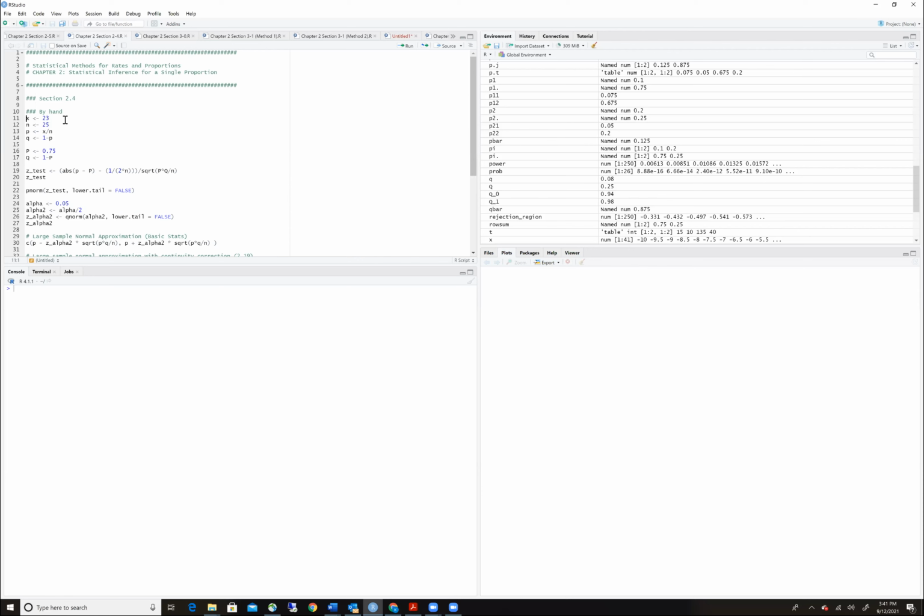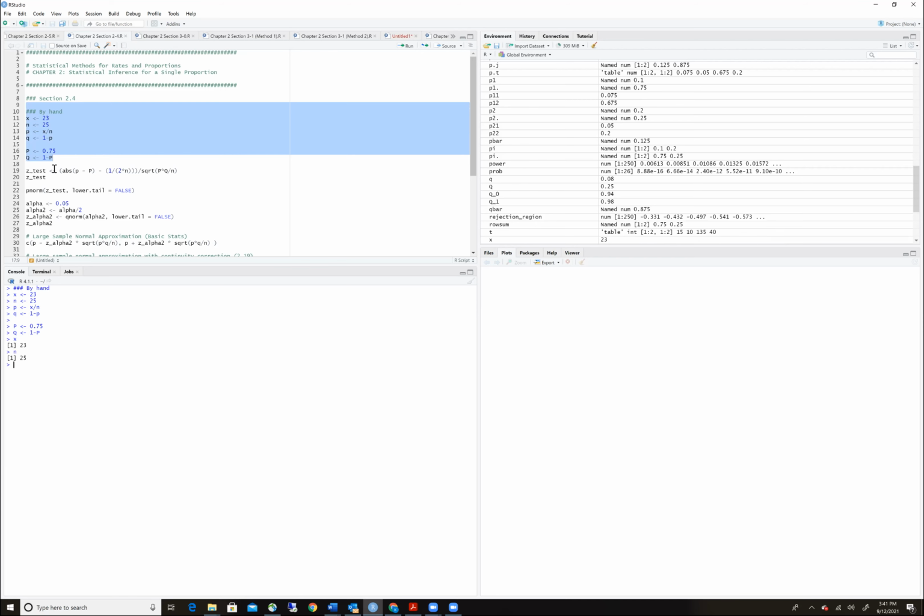So let's use an example where we observed 23 successes out of 25 trials. We could then calculate our sample proportion P of successes, and we could get our sample proportion of failures. And we could have some known idea of what we think the proportion of successes are in the population, 0.75, and then our probability of failure would be 0.25. So if we wanted to do a hypothesis test by hand, we could set all of our values, and if we just did a double check, we could make sure, yes, X is 23 and N is 25.